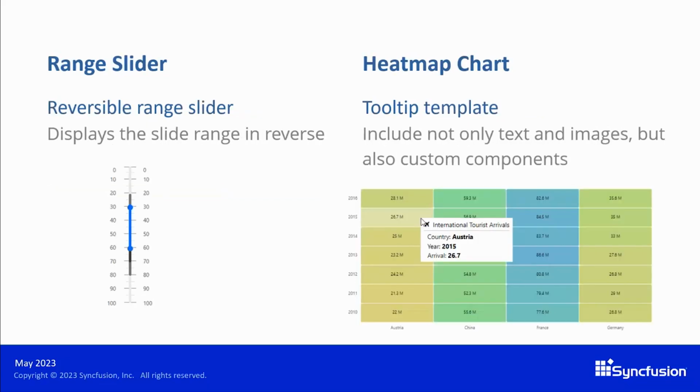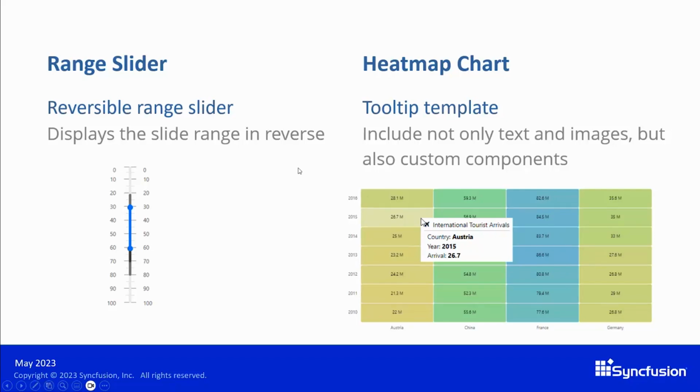And next to the range slider component, now you can render the range slider in a reverse direction. Say for example, from bottom to top, previously you could have rendered from 0 to 100. Now you can render from 100 to 0. So you can display this in a reverse direction.